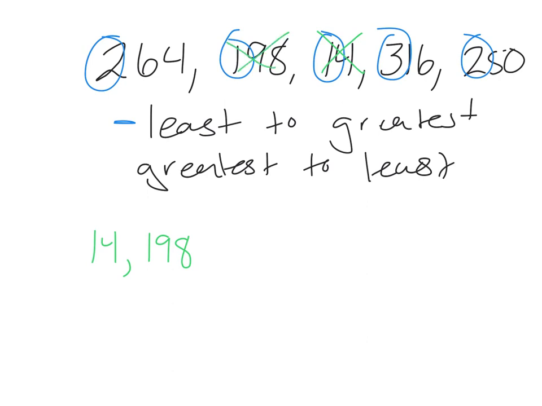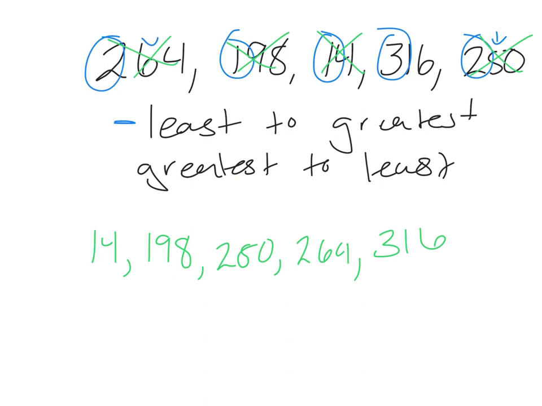Uh-oh. Now I've got 2 2s. So what am I going to have to do? I have to go to the next place value, which is my tens place. And I've got a 5 and a 6. 5 is less than 6. 250 and 264, which finally leaves me with 316. So we can take a look at these place values to help us compare and order them.